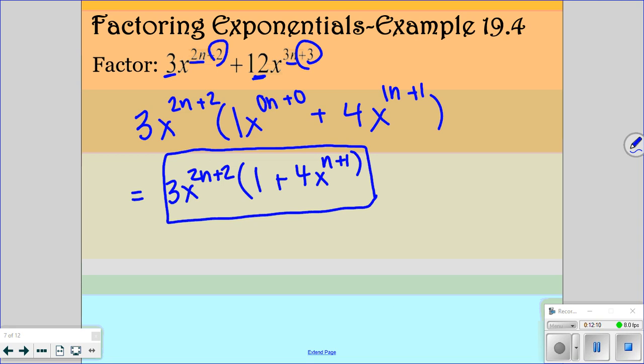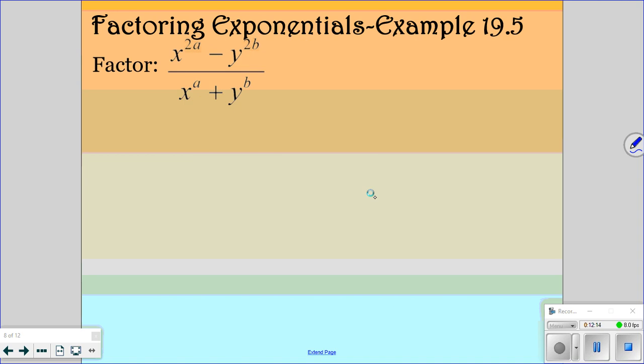We're going to look at another one, another type of question. We want to factor these. So I'm going to start off with x squared minus y squared. That would factor as x minus y times x plus y.